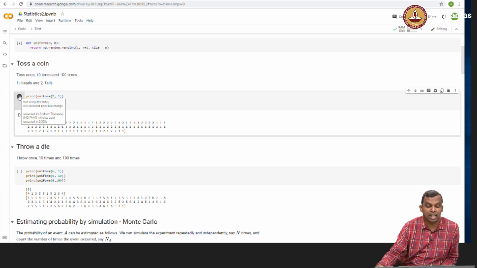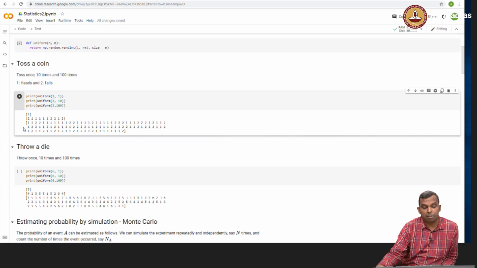So let me just run it once again. Now I can run multiple times. You can keep running it and you see the outcome changes, right? When I tossed once, the outcome changed here. When I tossed 10 times, the outcome changed. It keeps changing. I can keep running. Every time I run, I will get different random outcomes.